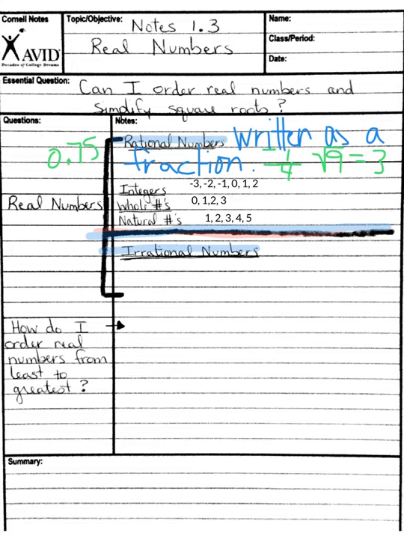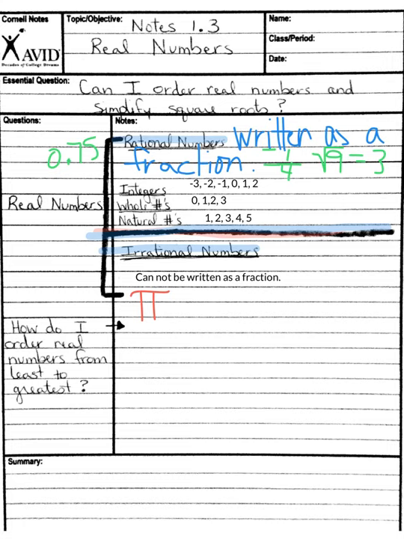So let's talk about irrational numbers, and I bet you can take a guess at what an irrational number is. An irrational number cannot be written as a fraction. To give you some examples of that, we know that pi is an irrational number. It cannot be written as a fraction. It goes on forever and does not repeat.